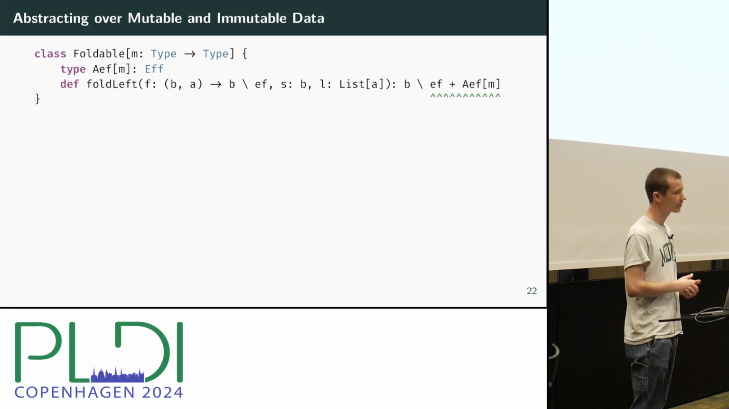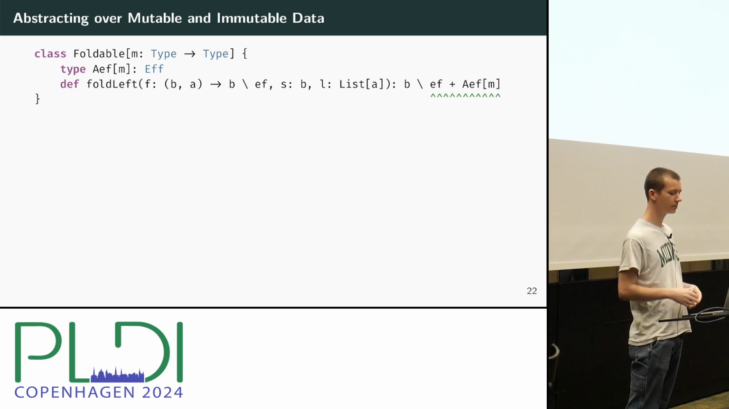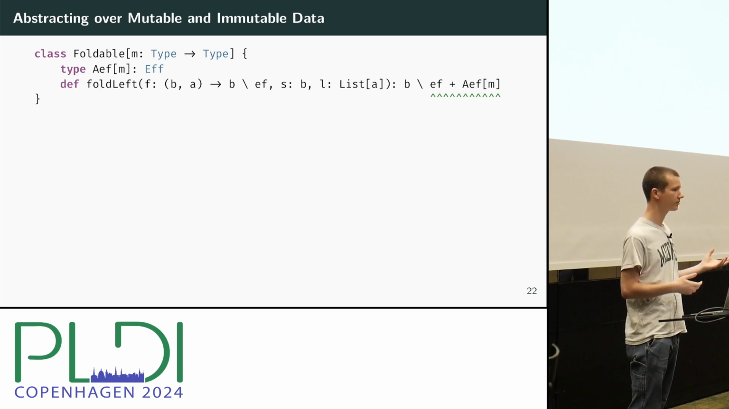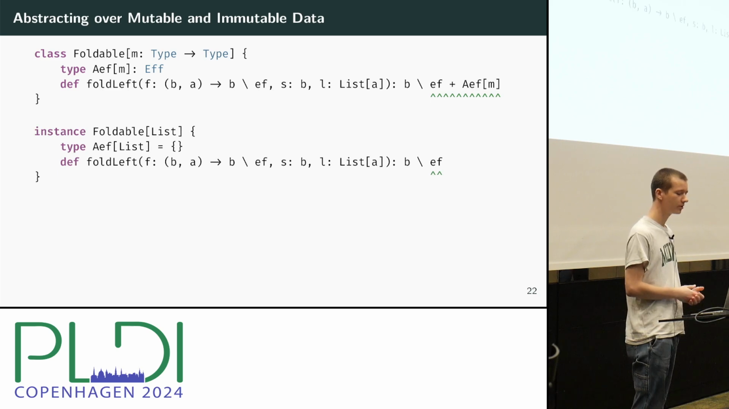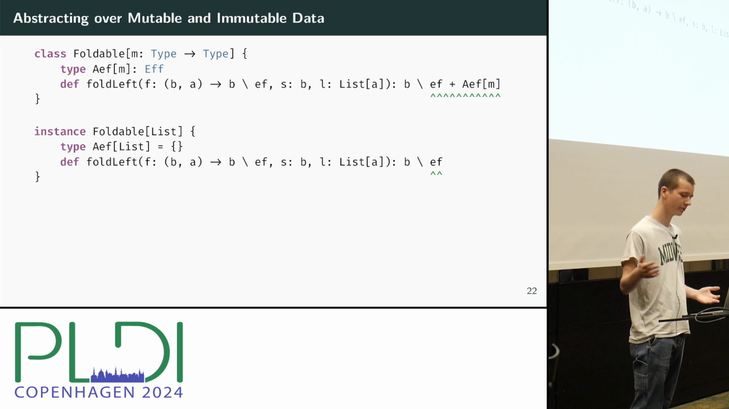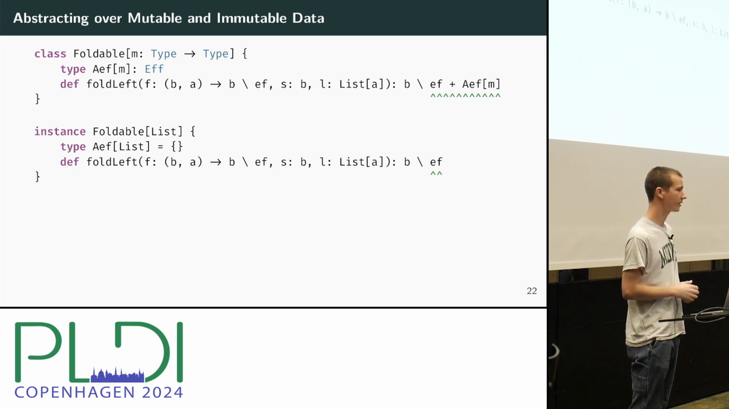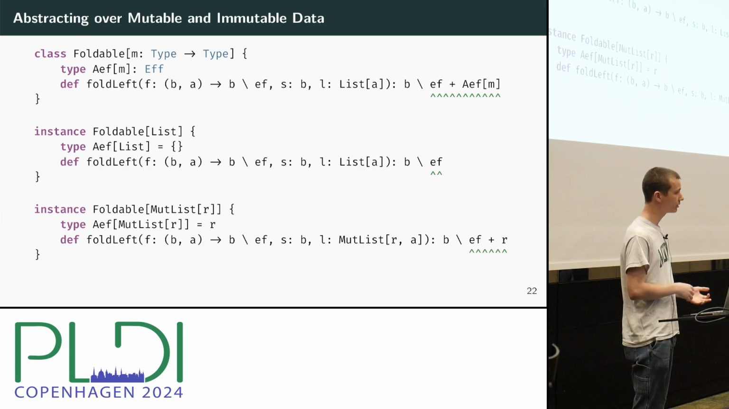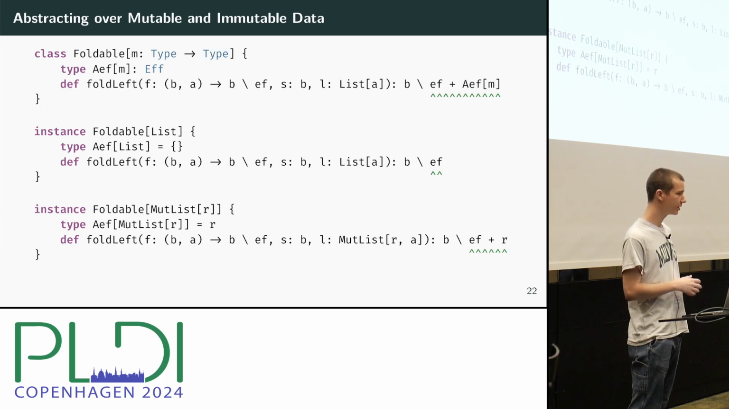We can do the same thing for Foldable. Again, it's a similar solution. We will add this associated effect, and then the effect of foldLeft is going to be the union of EF, the function f's effect, and our associated effect. So when we fold over an immutable list, we define AEF as pure, and therefore our effect is just the effect of f. But when we fold over a mutable list, our effect is the region R, and so our overall effect of foldLeft is going to be EF plus R.